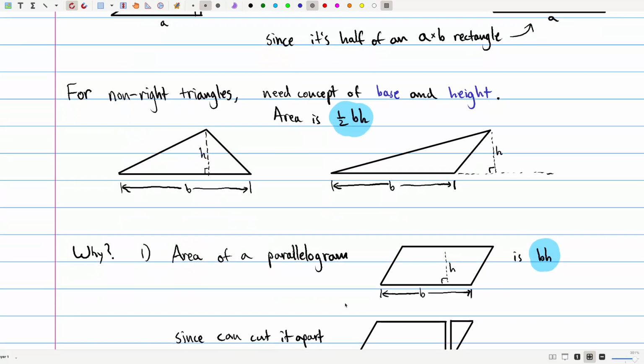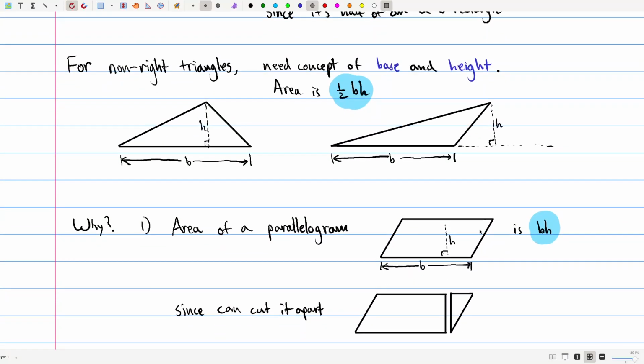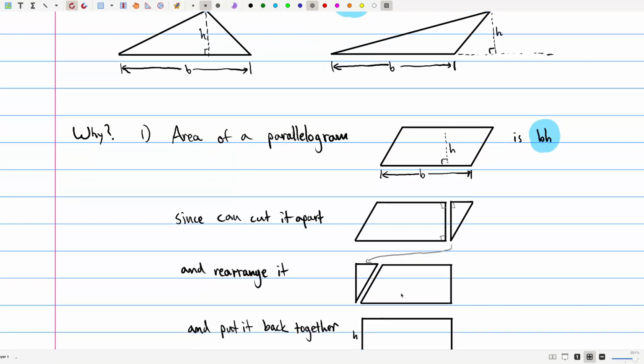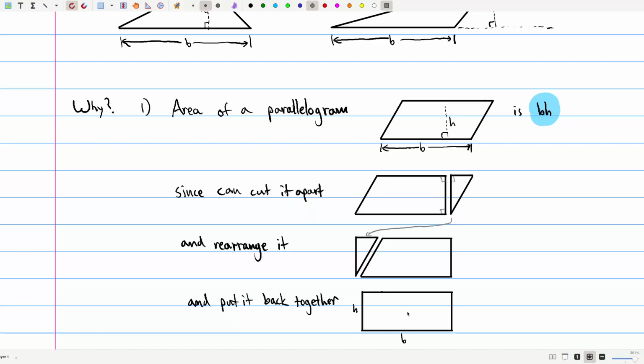So why is this? One way to see this is, first we dissect it, we cut it apart. So we cut it right along this line going down to the corner to make some right angles here and a right triangle. Then what we do is we rearrange it, moving the triangle over to there, and we still have our right angles. And then we can glue it back together, and then we have a rectangle whose base is b and whose height is h. So the area of this rectangle is bh. That means that the area of the original parallelogram was bh.